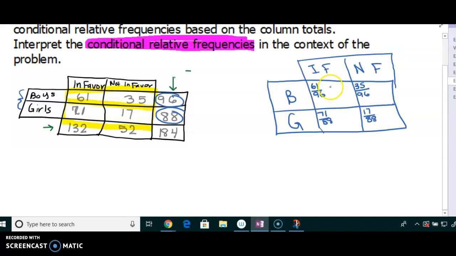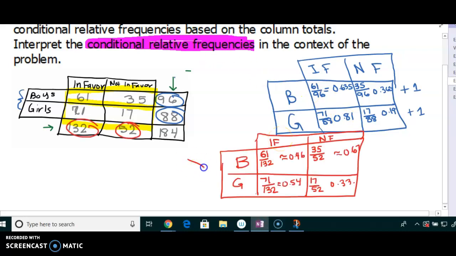Okay, now if I plug these into my calculator, I can get 0.635, 0.81, 0.19, and 0.365. Okay, and if we go across, these add up to 1, and these add up to 1. Okay, I can do the same thing for in favor and not in favor. So go ahead and work through and do the same thing, but conditional upon in favor or not in favor. All right, so this is what you should have gotten.